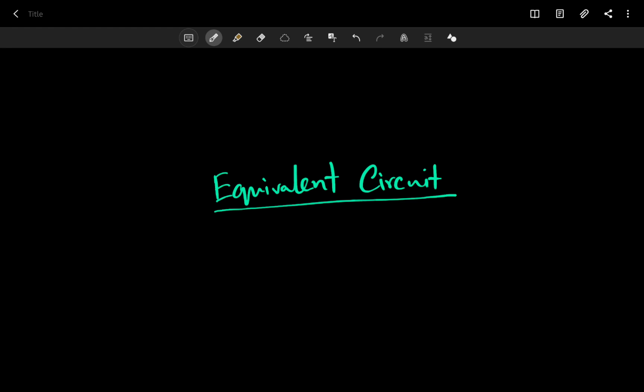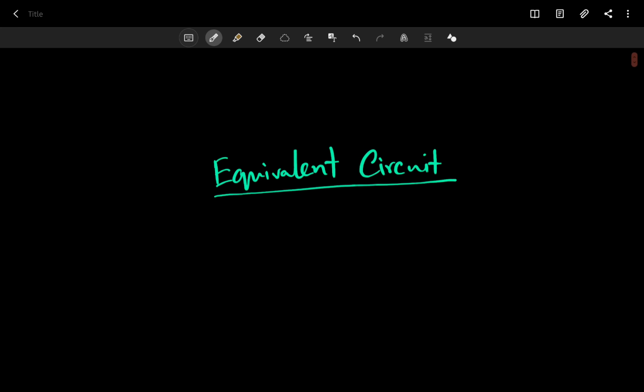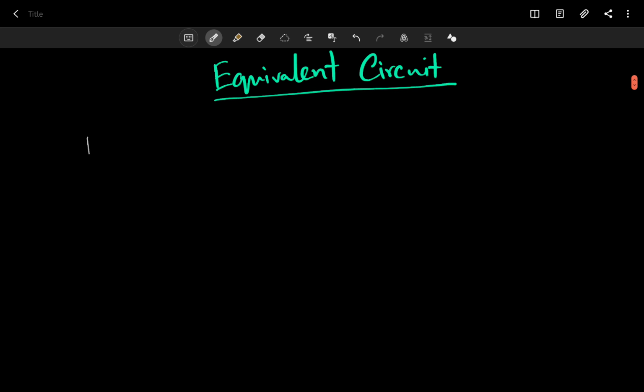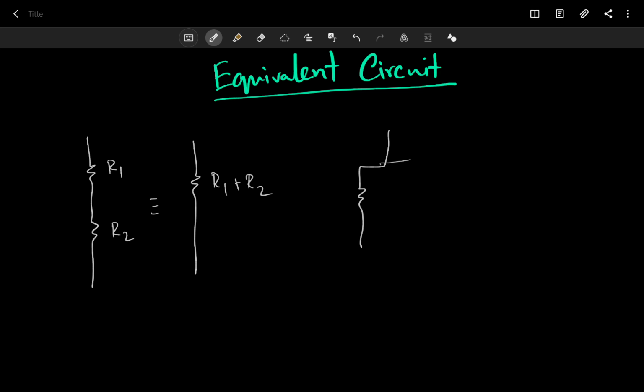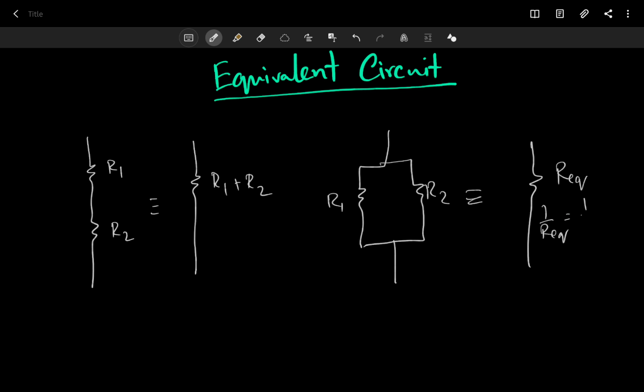Okay, we will talk about equivalent circuits in this video. In the past, we have seen equivalent resistances, for example, for series and parallel combinations. An equivalent circuit is just a general term for basically any element, not just resistors. So 1/R equivalent equals 1/R1 plus 1/R2.